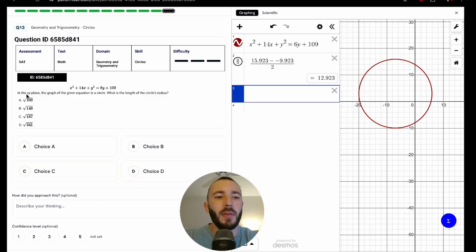But if I type in the answer choices, one of them should be really, really close. So let's just try them. Square root of 109, that's too low. Square root of 149, that looks close, but no cigar. 12.2 and 12.9, that's a little too far off to just be a rounding error. 167, that's more like it. See, this rounds to 12.923. So square root of 167 is going to be the answer.